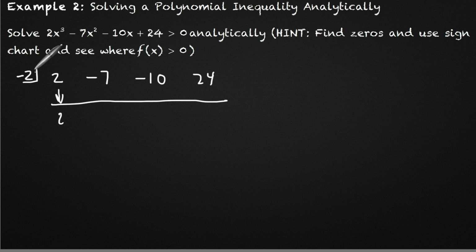Bring the 2 down. Negative 2 times 2 is negative 4. That's going to be negative 11. Negative 2 times negative 11 is positive 22.